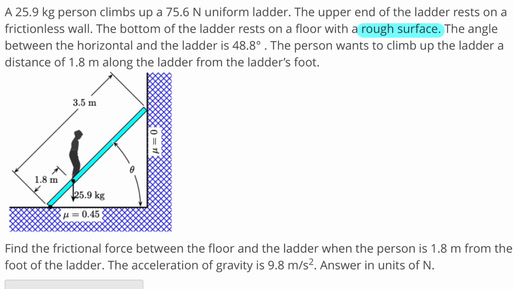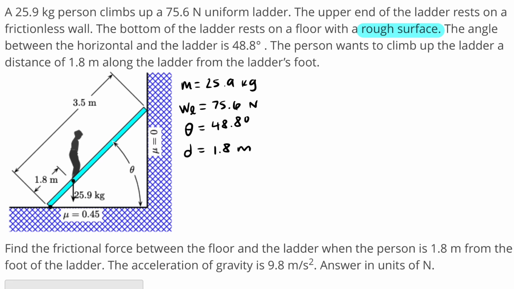All right, let's write down what we know. So you have the mass of the person, I'm just going to call it M. Weight of the ladder, I'm going to use lowercase w, and then an L for the ladder. Don't forget, that's the weight of the ladder. The angle between the ladder and the horizontal, I'm going to call theta. The distance from the bottom to where the person is, I'm going to call d. You can call it whatever you want. And then the length of the ladder, I'm going to use capital L.